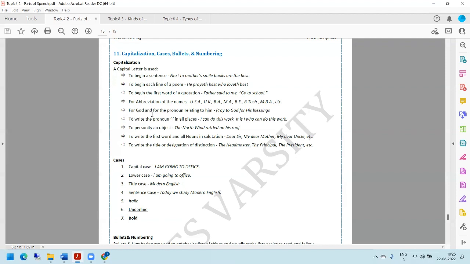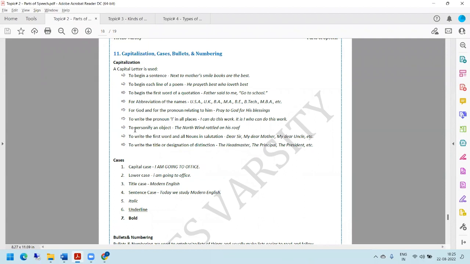And capital for God and for the pronoun relating to him, like pray to God for his blessings. So G here is capital. His, H is also capital, because for God and for the pronoun relating to God, capital is used. To write pronoun, right? The pronoun I in all places should be capital I. Like I can do this work. It is I who can do this work.